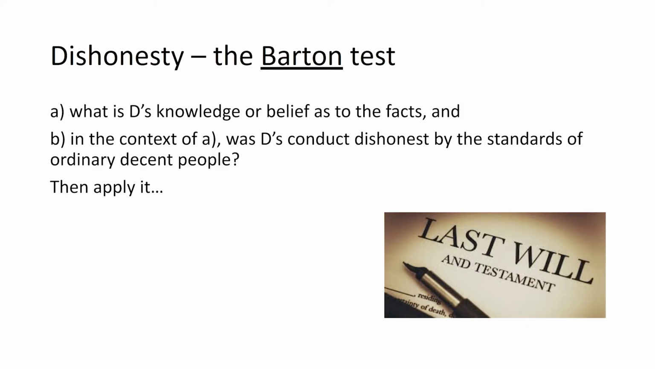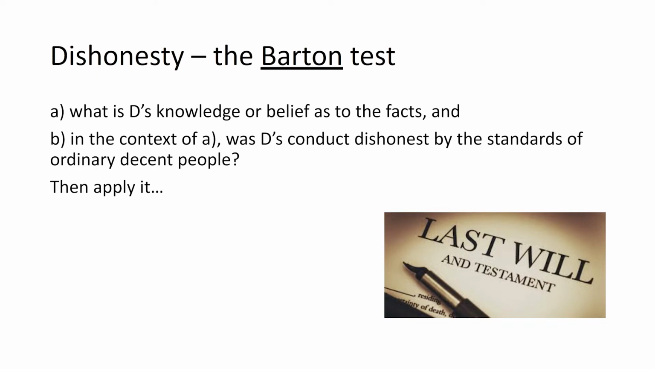But it's good practice to say that if section 2 does not apply, then apply the test in Barton. And in a case where there's no suggestion that any of the exceptions in section 2 apply, then you should always use the test in Barton for dishonesty. And it requires two parts. The first, little a, what is the defendant's knowledge or belief as to the facts? And little b, in the context of a, was the defendant's conduct dishonest by the standards of ordinary, decent people? So when you're applying it, you need to apply both parts.